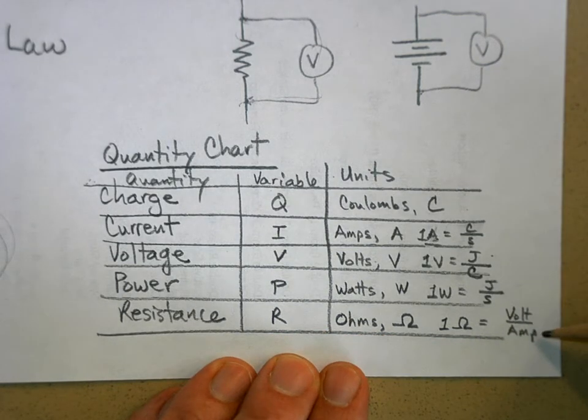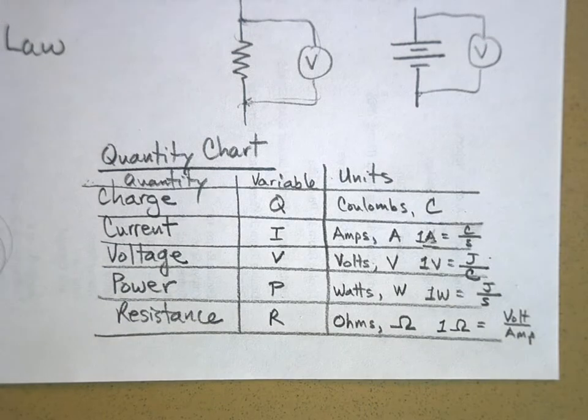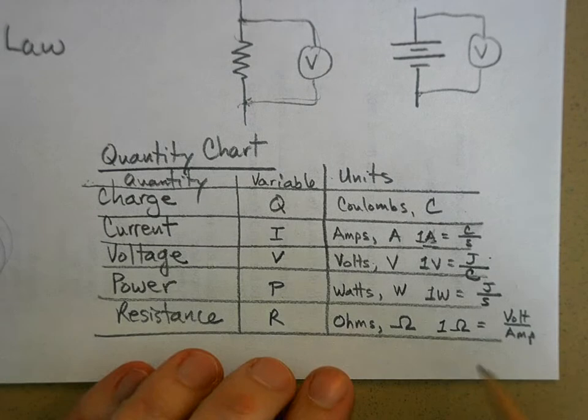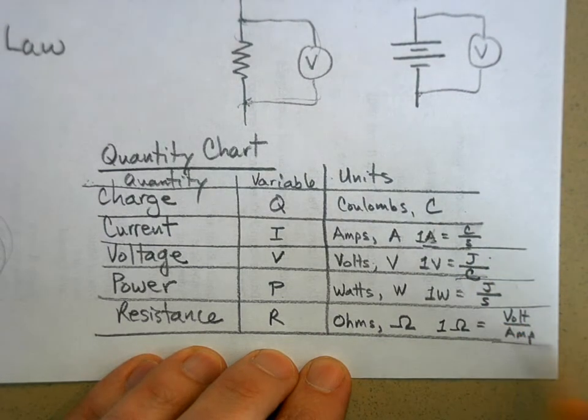Now, by the way, you can break volts down to joules per coulomb. You can break amps down to coulombs per second, and then a joule is a kilogram meter squared per second squared. You can get all those fundamental units, and you can drive yourself nuts. This is really all you need right here. This is what you need to understand about these units.